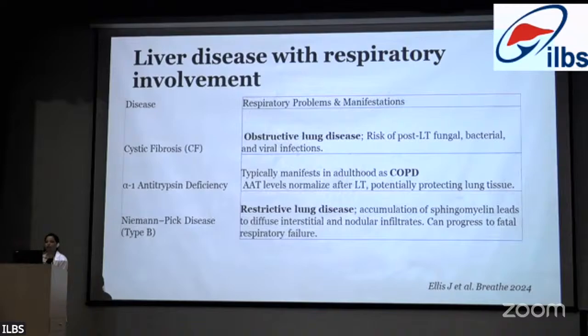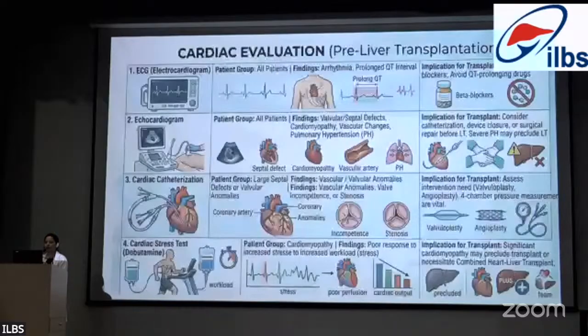These are the various liver diseases associated with respiratory involvement. Cystic fibrosis has obstructive lung disease and the risk of infections. Alpha-1 antitrypsin manifests in adulthood as COPD. So LT is basically protecting the chest. Niemann-Pick disease causes restrictive lung disease.